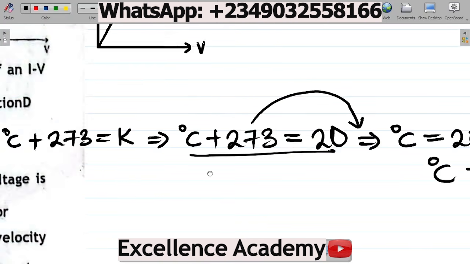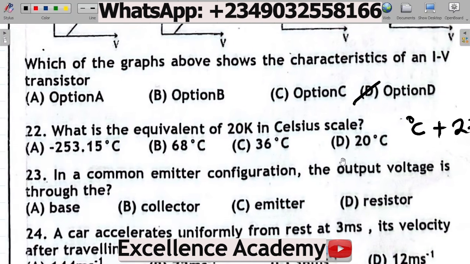All right, let's see which option has that minus 253. Of course, that would be A. So we're going with A. A is more precise. So A is the correct answer.